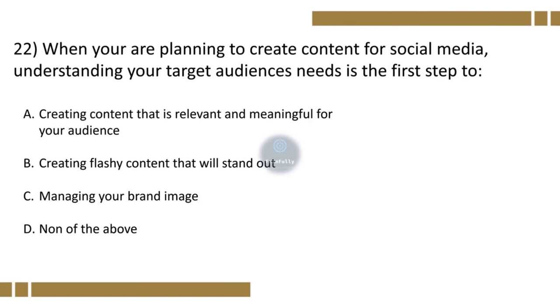Question 22. When you are planning to create content for social media, understanding your target audience needs is the first step to option A, creating content that is relevant and meaningful for your audience. Option B, creating flashy content that will stand out. Option C, managing your brand image. Option D, none of the above. And the correct option is A.